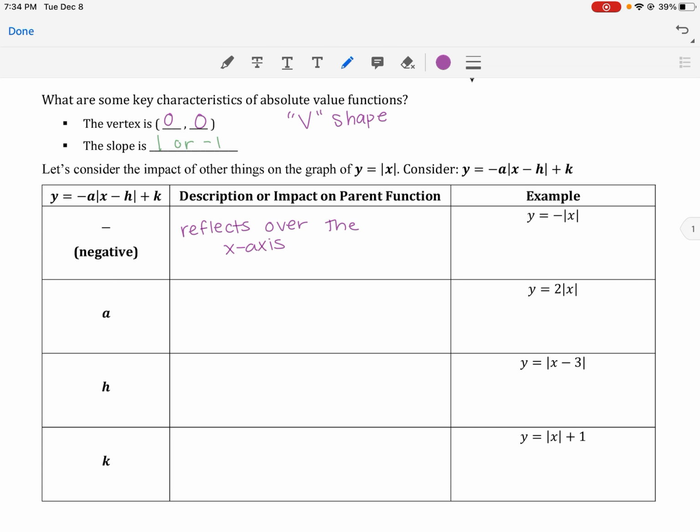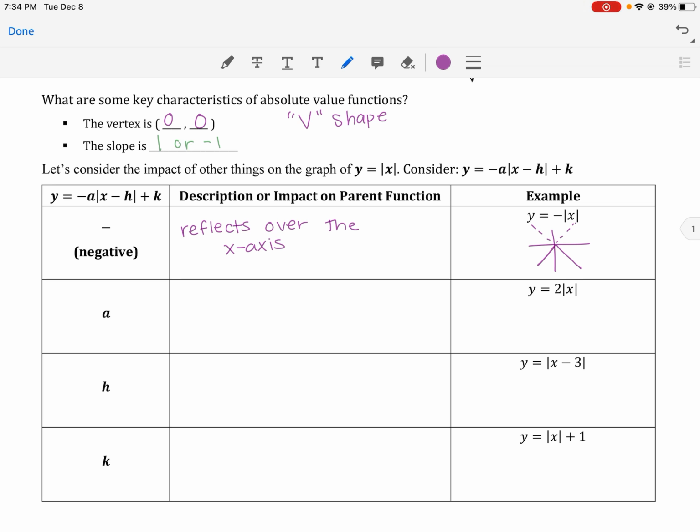So if you simply had y equals negative absolute value of x, rather than it being an upwards V, so remember this is your original, that's helpful, you would now get a downwards V. Sorry, V. We have a V here, not a U.